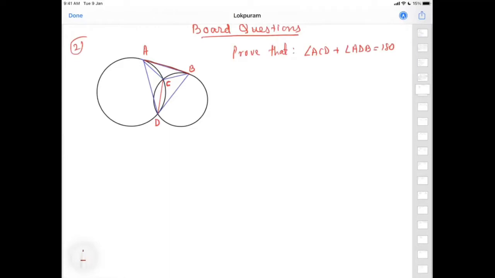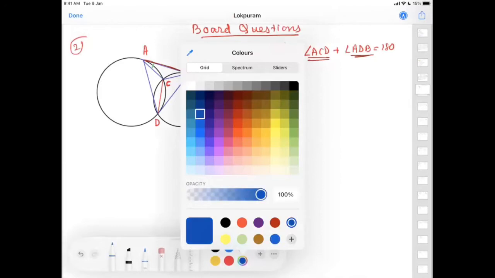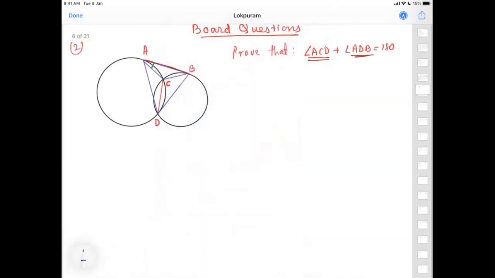Of the two circles intersecting at C and D, you have to prove that ACD. This you have to prove. So first we will take this angle. This angle is equal to this angle. Angle in an alternate segment. Angle BAC is equal to angle ADC. Alternate angle.